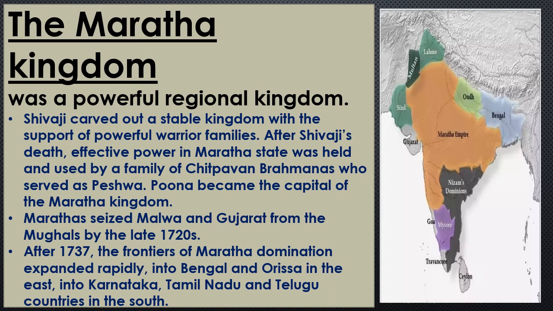Marathas seized Malwa and Gujarat from the Mughals by the late 1720s. After 1737, the frontiers of the Maratha domination expanded rapidly into Bengal and Orissa in the east. I will show you that now.